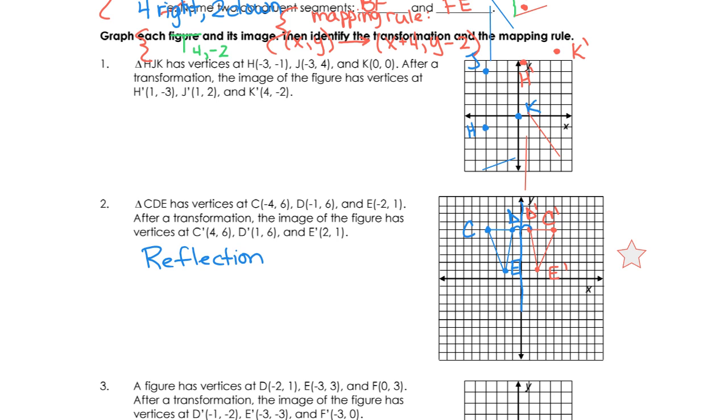When it's a reflection, we have to tell over what line. So we're going to say over, and that line is known as the y-axis. Okay. When we notate, they use a lowercase r for reflections, and they use the y-axis, the line you flipped over, as the subscript. Okay. And then we have a mapping rule.